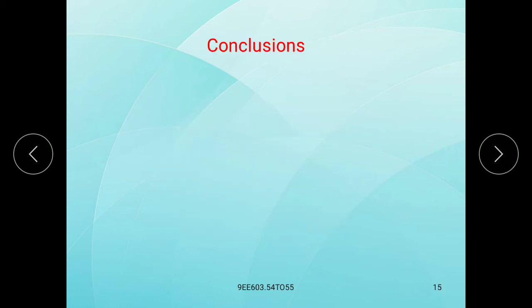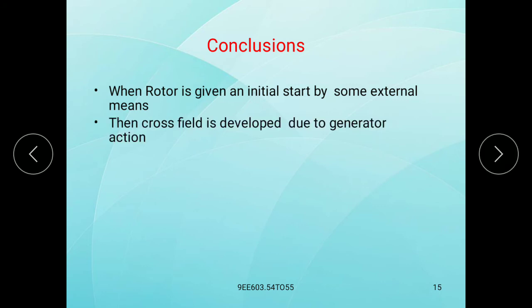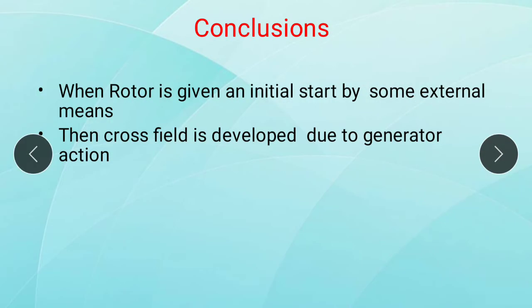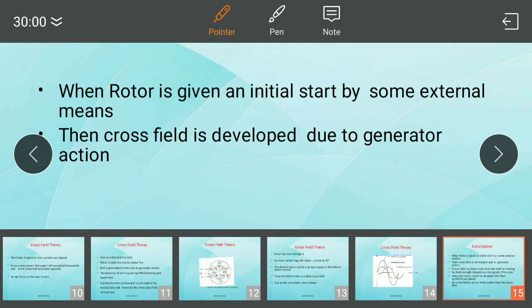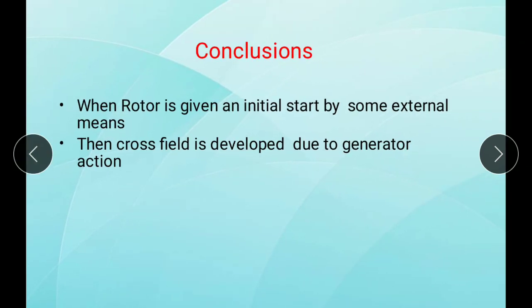Now, see here, conclusion: when the rotor is given an initial start by some external means, then the cross field is developed due to generator action. Observe this once again. When the rotor is given an initial start by some external means, then the cross field is developed due to generator action.